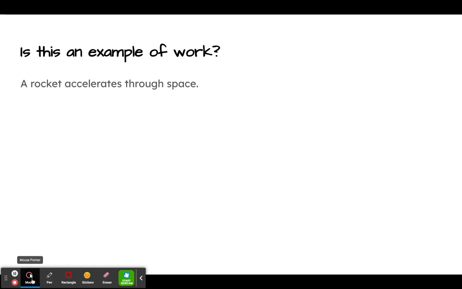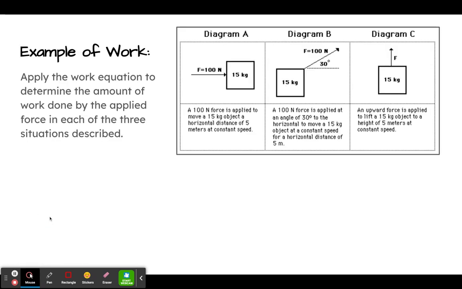Okay, so hopefully that gives you a good understanding of work. We're going to jump to some examples. If for some reason you feel that I'm going a little too fast on these examples, feel free to pause and write down the example for yourself. But I hope that they seem pretty straightforward. So anyways, here are your three examples: diagram A, diagram B, diagram C. And we're going to apply the work equation to solve for them.